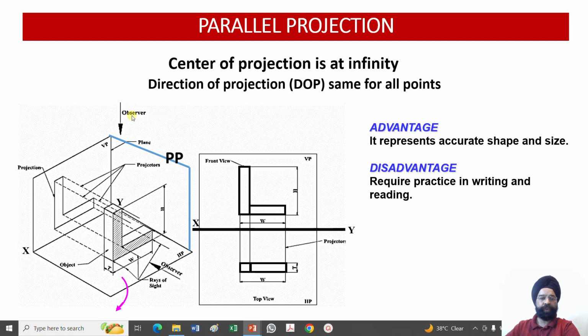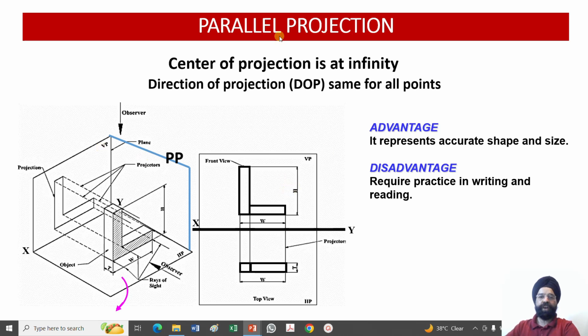If we look from the top, this is one square we will be able to see. This is the second rectangle we will be able to see. So this is the square part over here. Then this is the second part, that is the rectangular length of this particular object, which we are able to see over here. So this way the top view is obtained on the horizontal plane, whereas the front view of the object is obtained on the vertical plane.